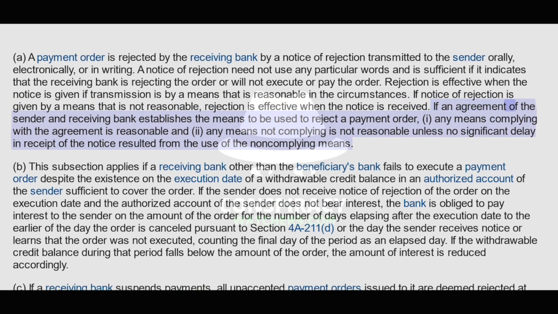received. If an agreement of the sender and receiving bank establishes the means to be used to reject a payment order, any means complying with the agreement is reasonable and any means not complying is not reasonable unless no significant delay in receipt of the notice resulted from the use of the non-complying means.